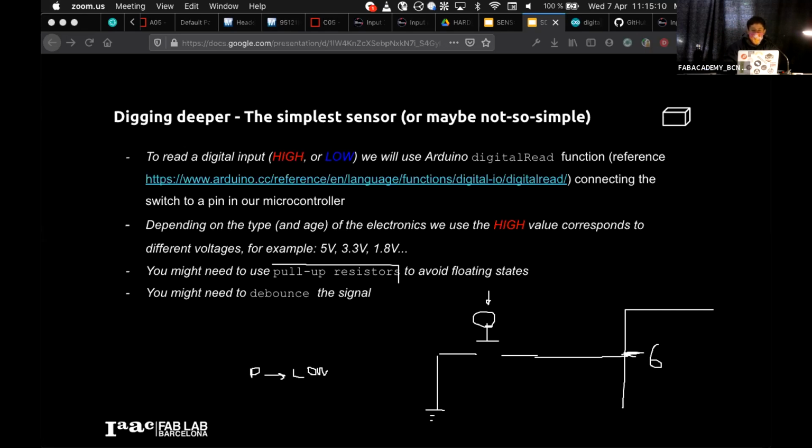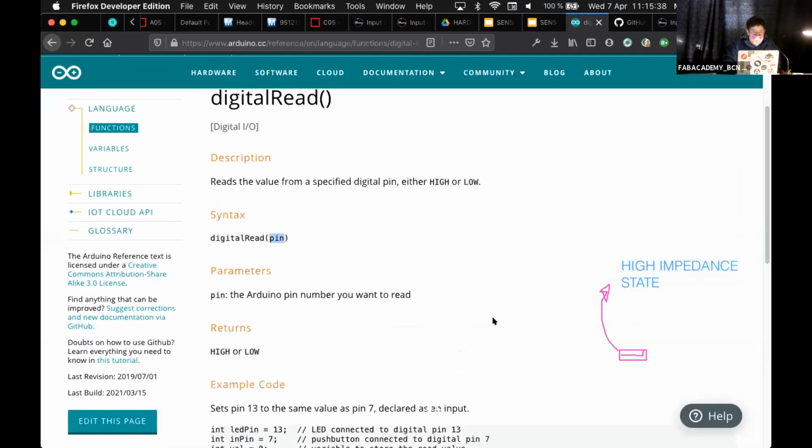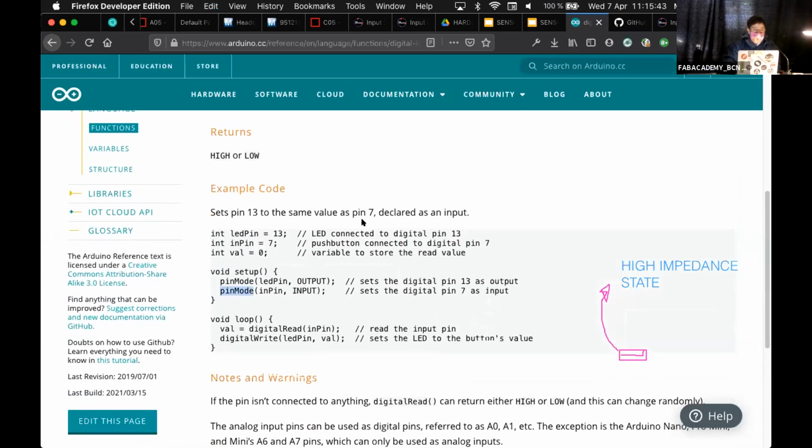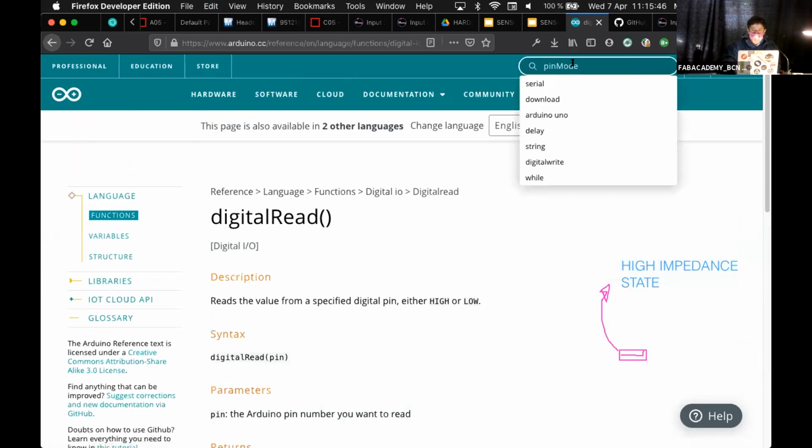Here, I'm not telling you something, but I think probably you remember from one day that when we declare a pin as an input, pin number 6, that pin is very sensitive. What does it mean? In a technical sense, it means that it's in what we call a high impedance state, which if you read it here in the documentation on Arduino, when you declare a pin as an input, let me go to here.